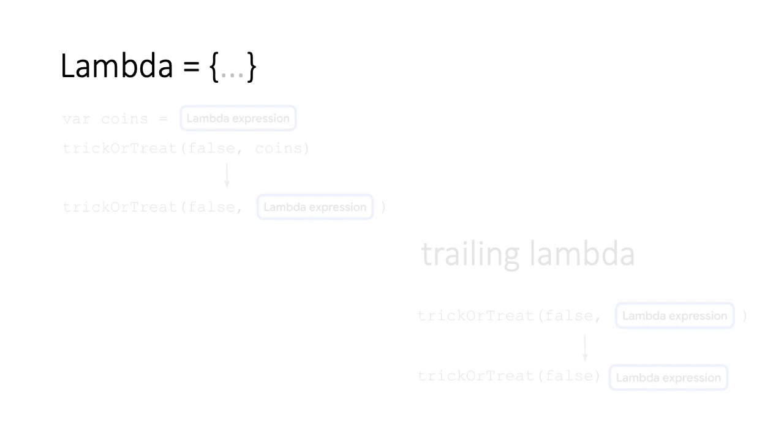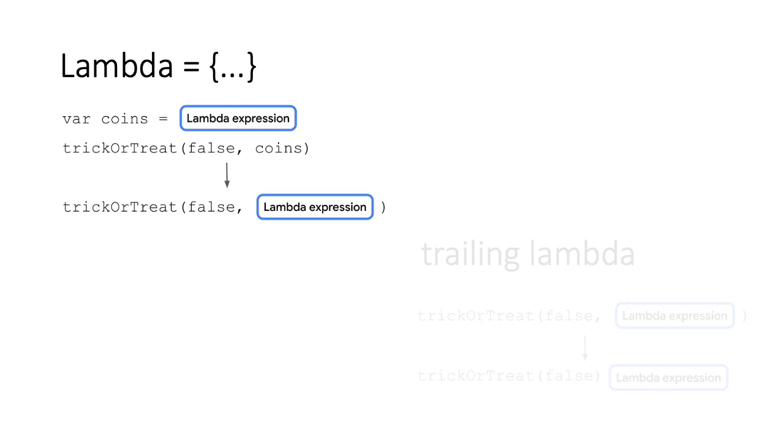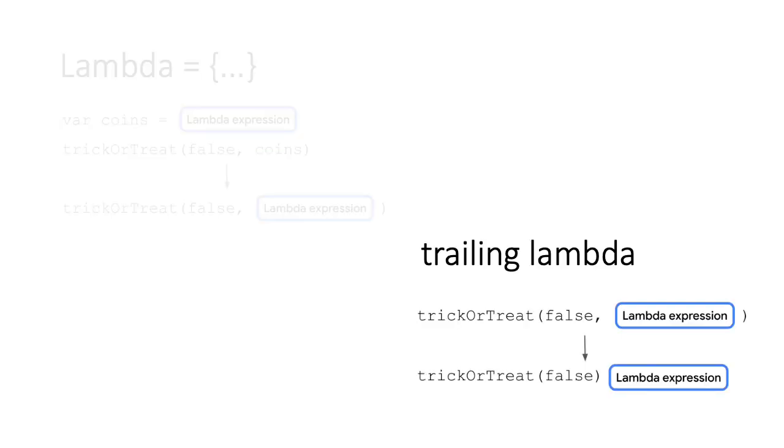Lambdas. Lambdas are code blocks enclosed in curly braces. Lambdas can be assigned to a variable. Lambdas can be passed as a parameter to a function. They are first-class citizens. When a function type is the last parameter of a function, lambda expressions can be placed after the closing parenthesis to call the function. It makes the code concise and easy to understand. We'll understand this in the example next.